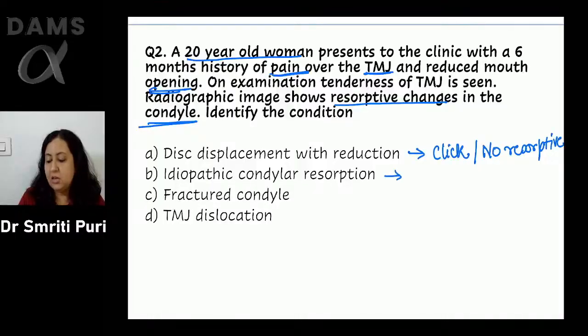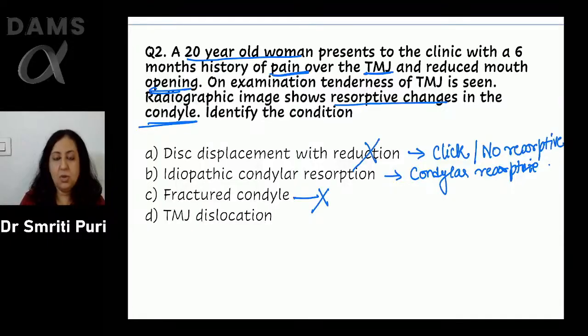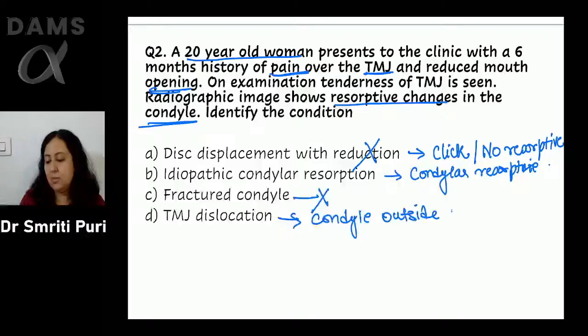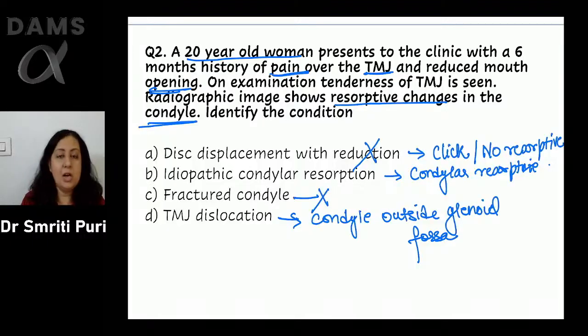In idiopathic condylar resorption, you will see condylar resorptive changes. Yes, very good. For fractured condyle, there is no history of trauma and the radiograph does not show a fracture, so this is also ruled out. And in TMJ dislocation, the condyle will lie outside the glenoid fossa. Now, idiopathic condylar resorption is our answer.